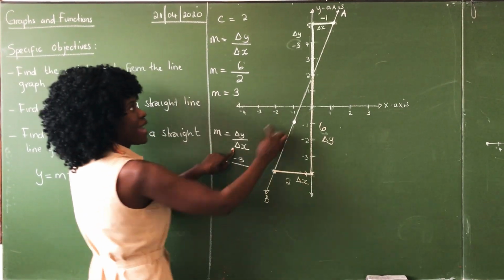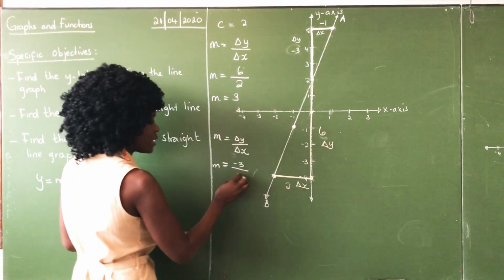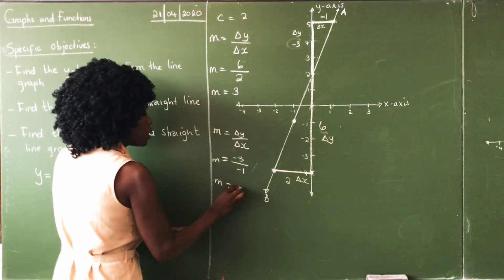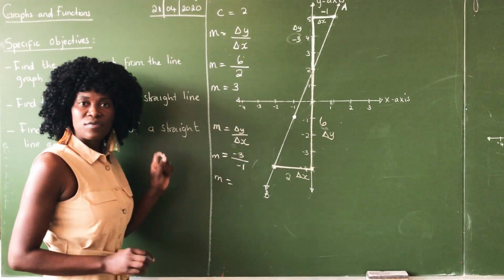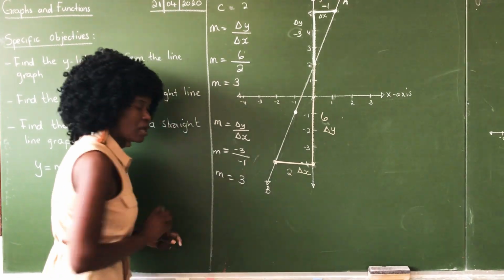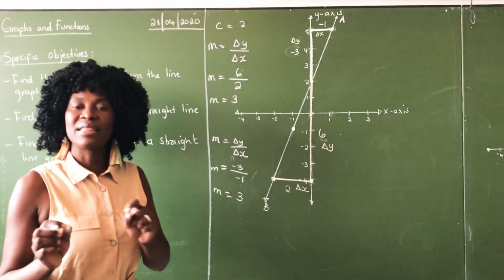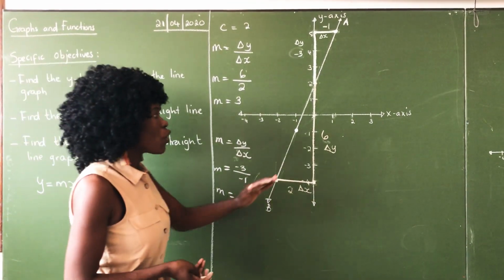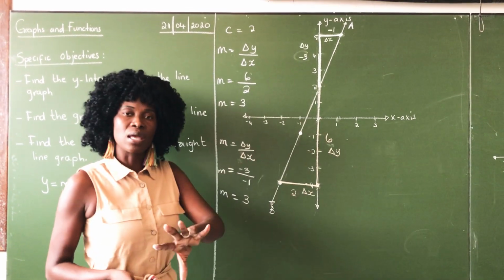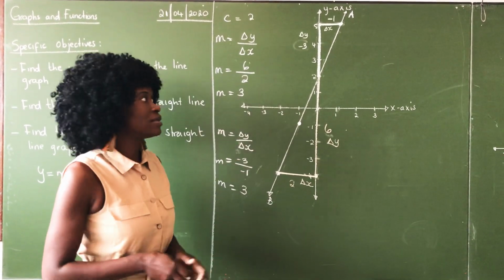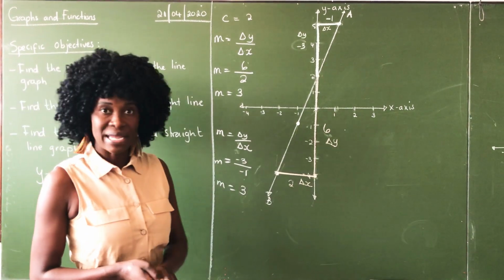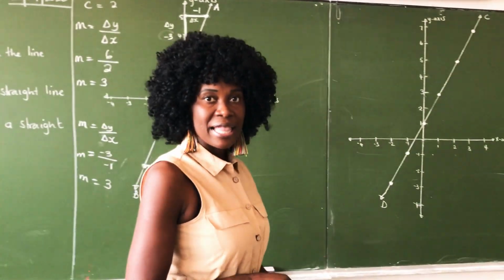And our change in x is negative 1. So negative 3 divided by negative 1 will give us positive 3. So the gradient will remain the same, regardless of how small or big your triangle is. Now that is one method that one can use to calculate the gradient.